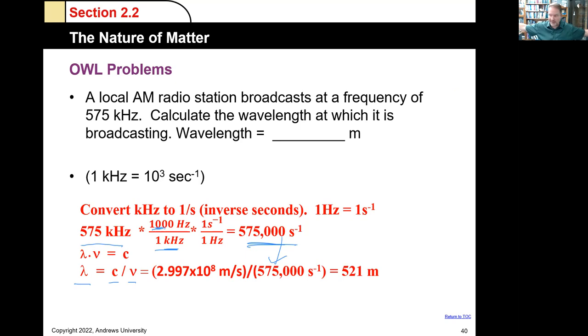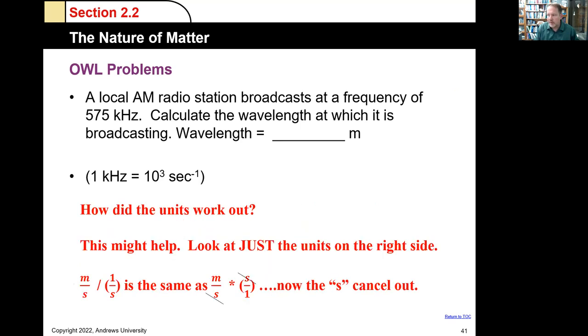That's like thousands of feet long. And that's what radio waves are. They're really long wavelengths. How did the units work out? Well, they work out when I have the speed of light in meters per second, and I divide it by 1 over seconds. This is kind of confusing, so how did I get that? Remember, dividing is multiplying by the reciprocal. If I multiply by the reciprocal, the seconds cancel out and we're good.